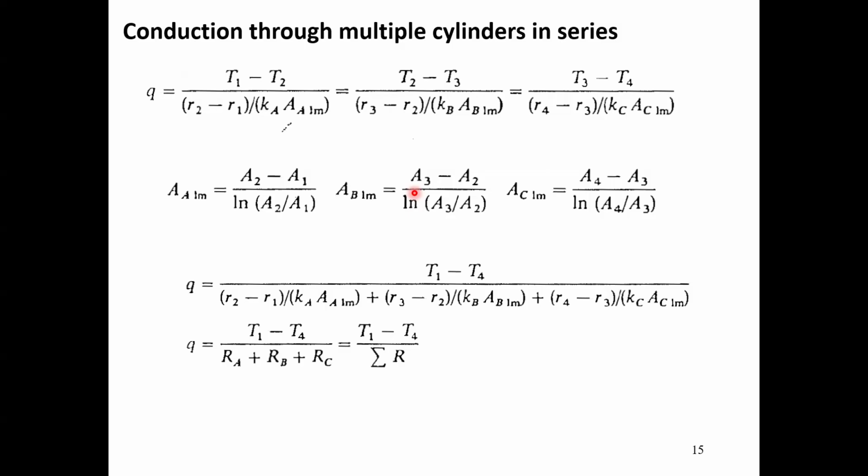As we saw for the flat walls in series, Q is equal to QA is equal to QB is equal to QC, where the log mean area for each material has been defined. Notice that the log mean area for A is its outside area minus its inside area, divided by ln of A2 by A1. When we look at B, A2, which was the outside area for A, becomes the inside area for B. So we use these forms, and you have the log mean area for A, B, and C.